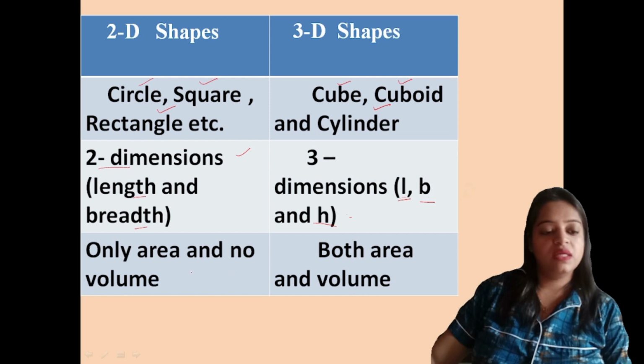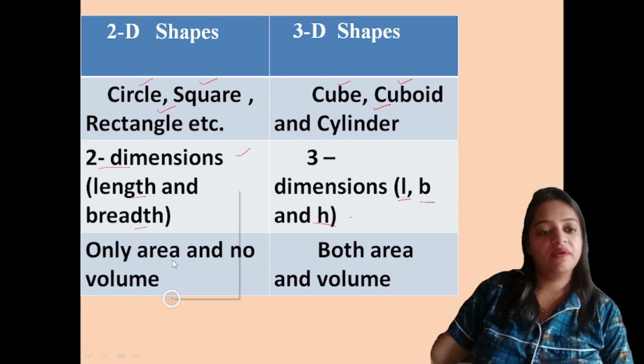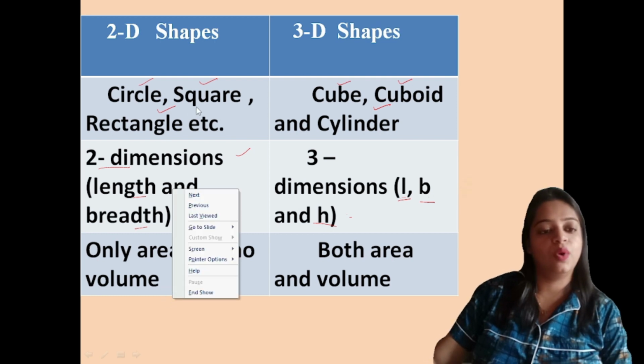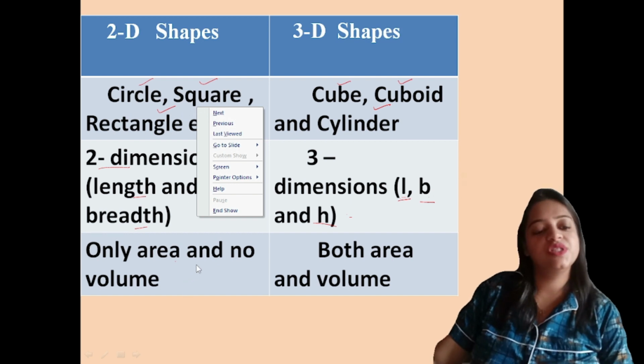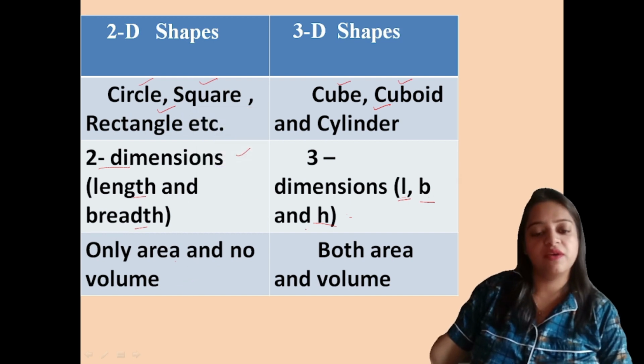So one more thing is there, that 2D shapes have area only and no volume. You are aware that we have not discussed still what is the volume of square, volume of circle. We have not discussed, okay? So 2D shapes have area only, but 3D shapes have both area as well as volume, right?